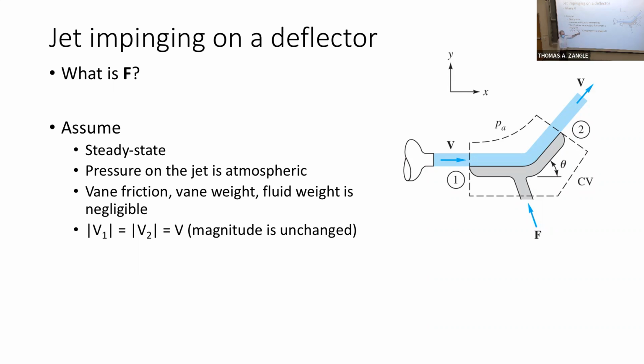And that's an important one. What we're saying here is that this vane is not changing the magnitude of the velocity. But yet we're going to see that it still requires a force to hold it in place. That's going to be one of the key concepts that we're going to get out of this. Just by changing the direction of the fluid, we're going to require a force.